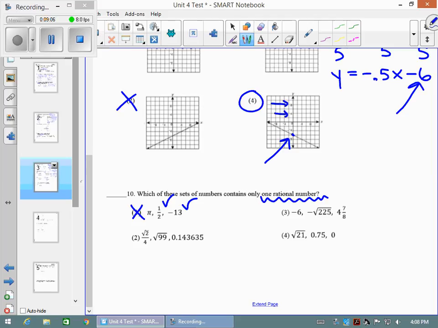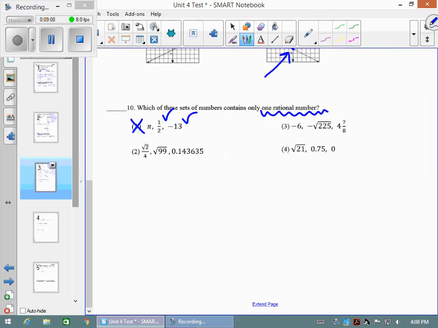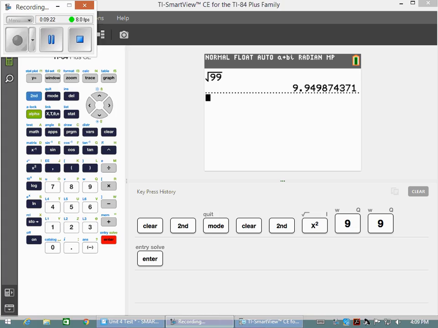Number 2. The square root of 2/4. Even though this is a fraction, the square root of 2 is not a perfect square, so this is an irrational number. The square root of 99. If we weren't sure about this one, we could go to our calculator. You'll see here that the square root of 99 does give me something irrational. It's a decimal that does not end, and it has no pattern.